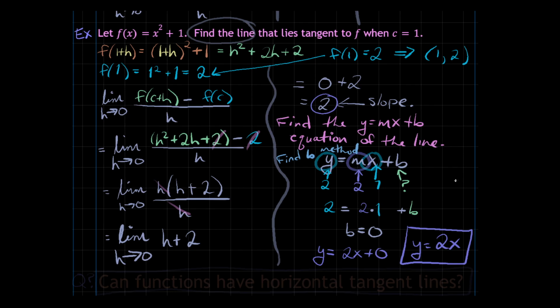Okay, so what's happening here is you're going to think back to your algebra class. We are looking for a line whose slope is 2 because that's what this limit told us, and it goes through the point 1, comma 2. Okay, let's take a look at that on a graph.